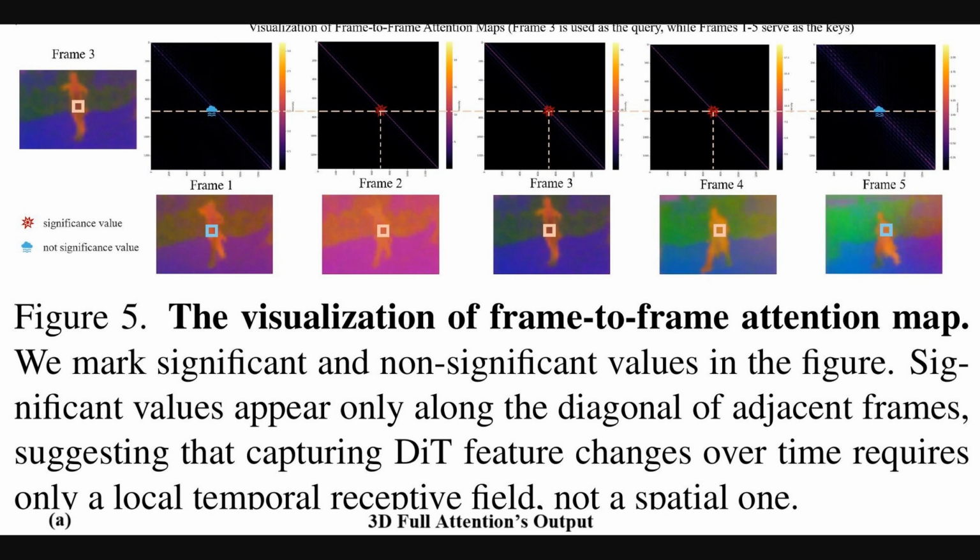Okay, so given that problem of feature entanglement we just saw in Figure 4, Figure 5 now looks at frame-to-frame attention maps. These maps essentially show which parts of other video frames the model focuses on when processing a particular frame to understand how things are changing. What's really interesting here is that the significant values, the bright areas, appear mainly along the diagonal when comparing adjacent frames. This indicates the model primarily tracks changes in those DiT features by looking at the very next or previous frame, suggesting a local temporal understanding or a narrow window of time is what's most active.